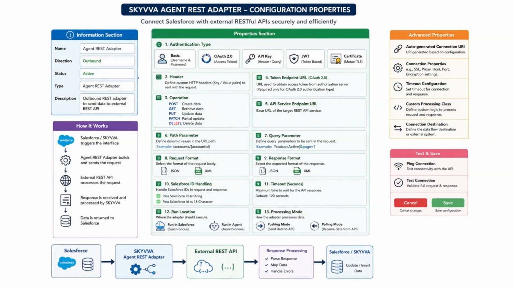Step 6 is the Flow Processing section. This section visualizes the actual data flow from start to finish. This shows how data moves step by step between systems. Finally, Step 7 is the Key Benefits section. This section highlights the main advantages of using the SKYVVA Agent REST Adapter, including secure communication through multiple authentication methods, support for both JSON and XML data formats, real-time and asynchronous processing capabilities, seamless integration with cloud and on-premise systems, and a highly flexible and configurable architecture that can be adapted to different business and integration requirements.